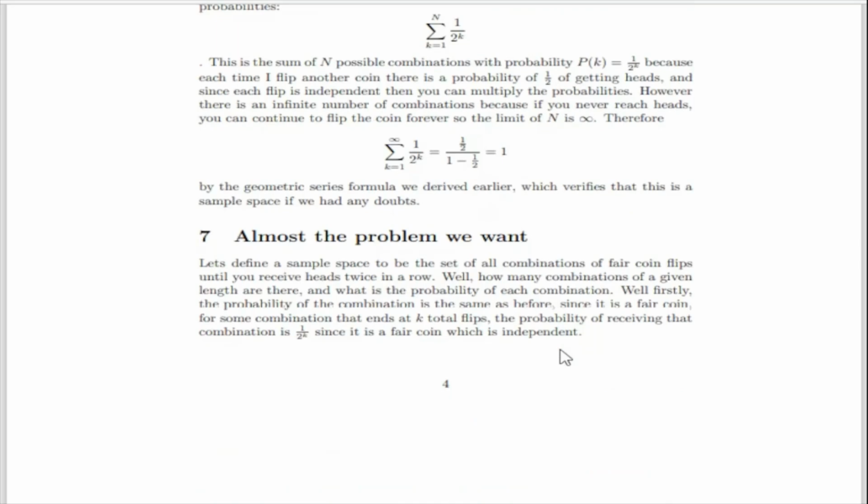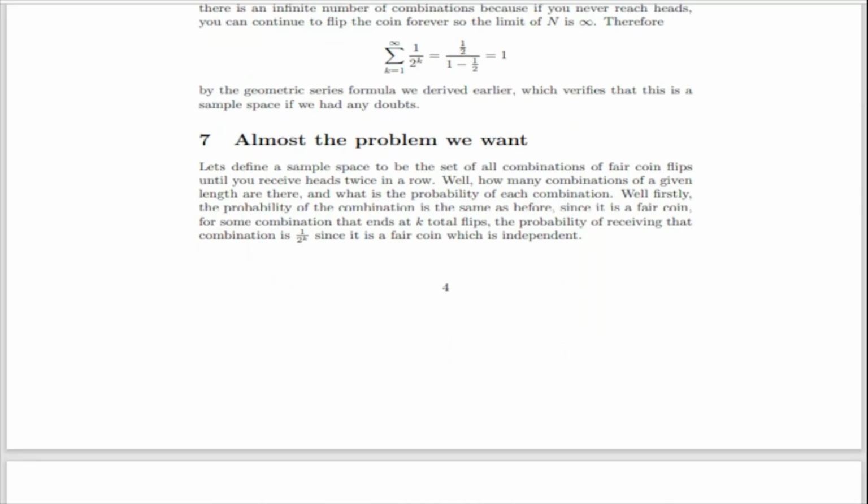So we can go to the next problem, which is defining the sample space such that it contains all combinations of fair coin flips until you receive heads twice in a row, rather than once. Well, how many combinations of a given length are there? And what is the probability of each combination? Well, firstly, the probability of the combination is the same as before, since it is a fair coin. For some combination that ends at k total flips, the probability of receiving that combination is 1 over 2 to the k, since it is a fair coin which is independent.